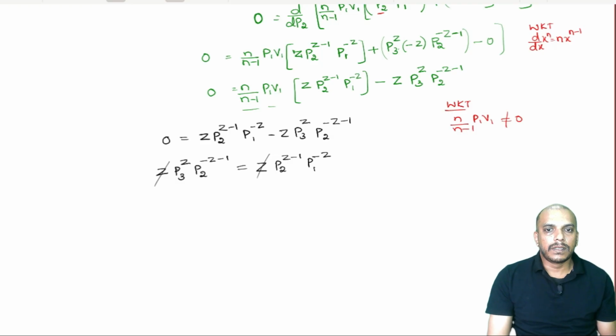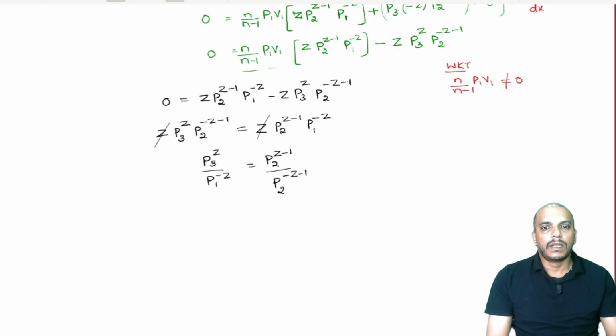What will remain is, I will try to send P2 to one side. So, P3 I will keep here, P3 power Z, P1 will come here as minus Z, P1 power minus Z. So, P2 power Z minus 1 will be here, and P2 power minus Z minus 1 will go to the denominator. Now, let us solve it.